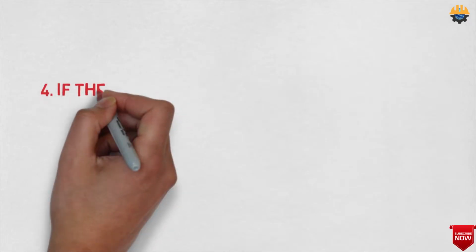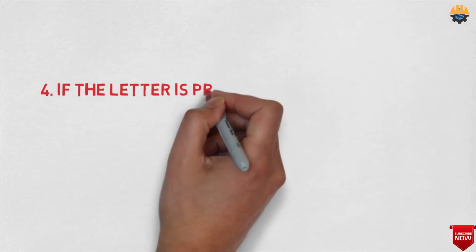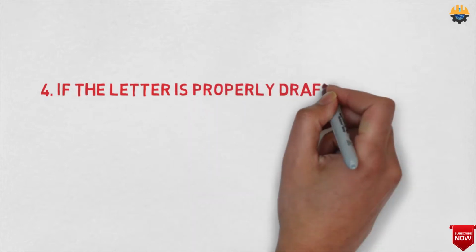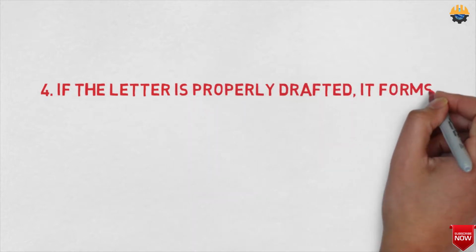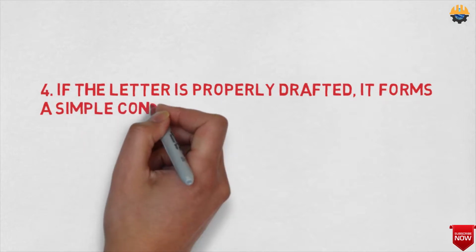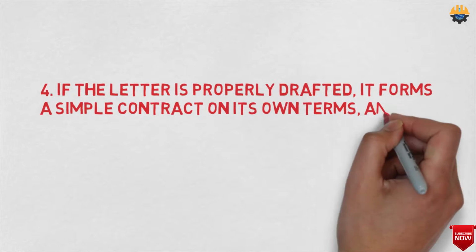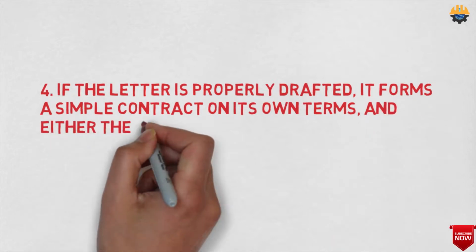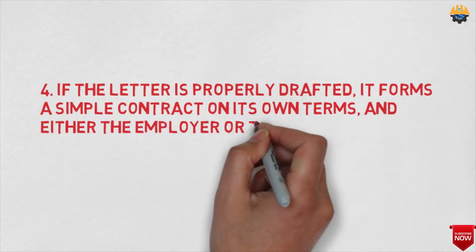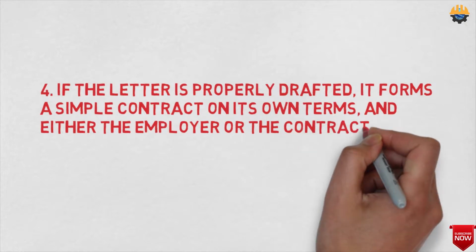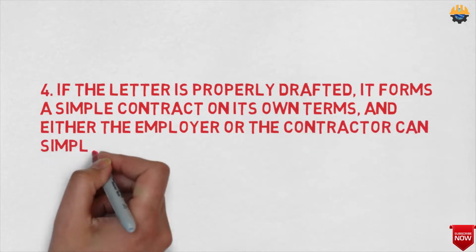Fourth point is, what will happen if the letter is properly drafted? It forms a simple contract on its own terms, and either the employer or the contractor can simply bring the arrangement to an end without notice. Means both the parties are free to run away without notice, as there is no formal contract. This can cause tremendous problem for the employer.